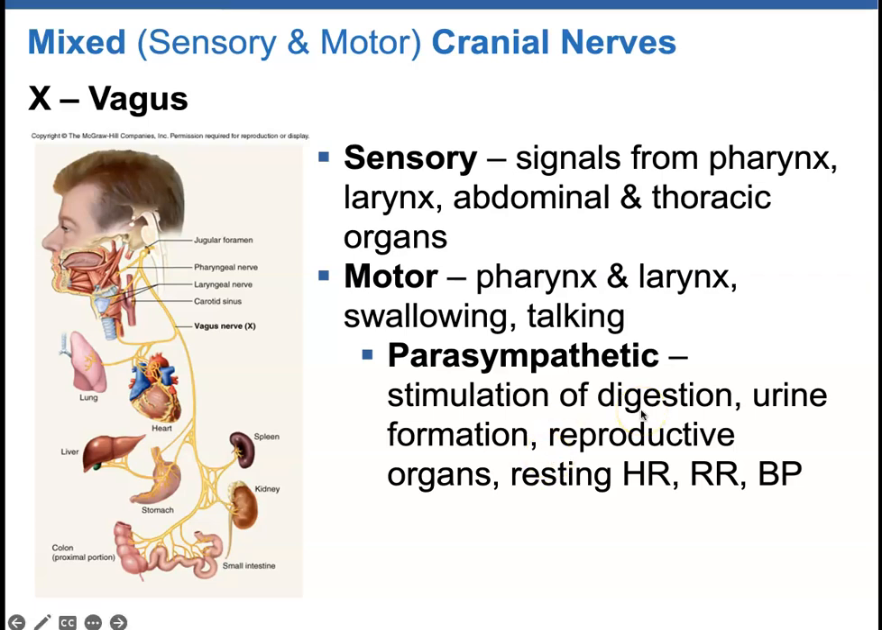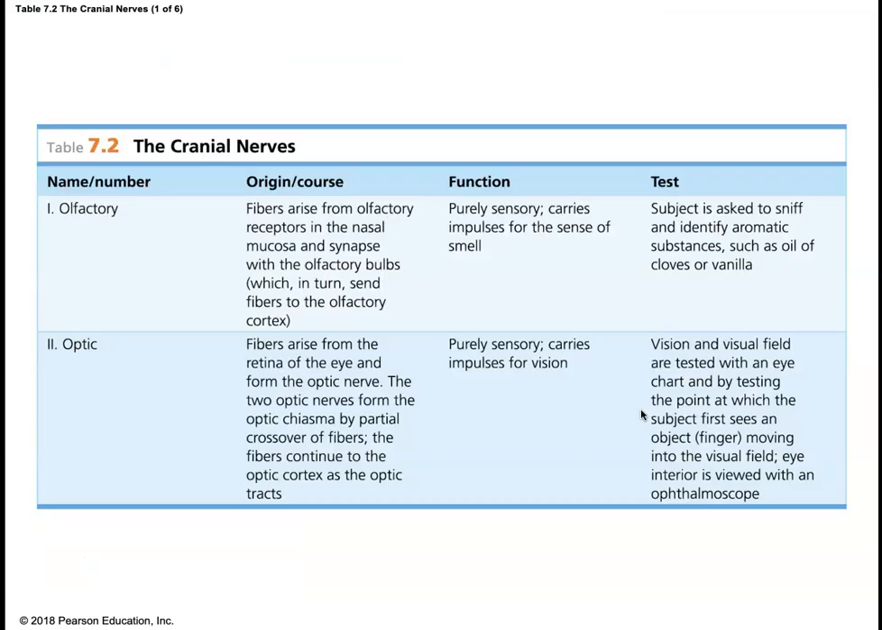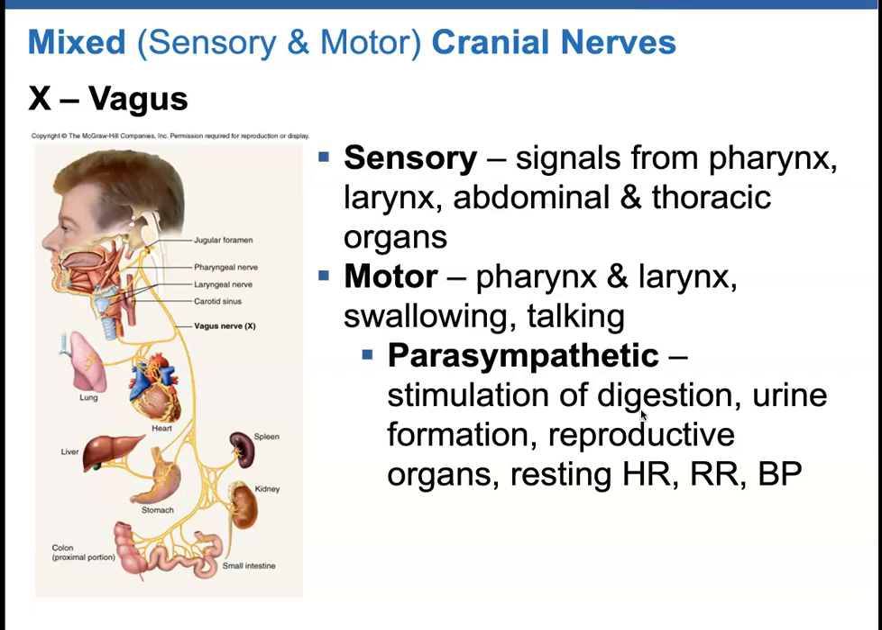So the cranial nerves that are going to have parasympathetic function are going to be our third, the oculomotor nerve, the facial nerve, number 7, and then glossopharyngeal, number 9, and then number 10, the vagus nerve. And when we get to the parasympathetic system, you're going to hear me talk about that again.